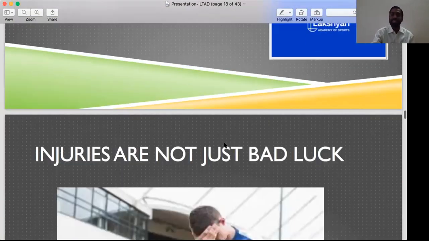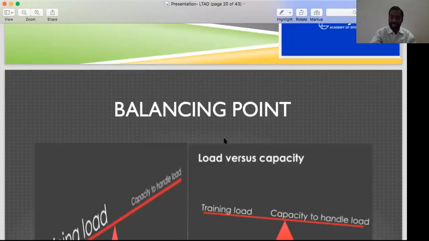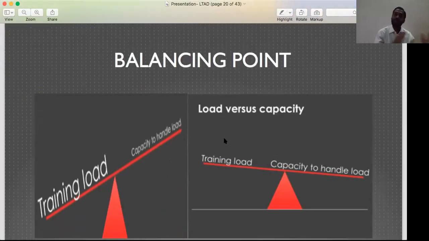All right. Now, injuries. Once you understand this, you will clearly resonate with this slide: injuries are not just bad luck. They don't happen for no reason, right? There was a lot of sequencing as to why injuries are happening at a young age. So a simple balancing point will be training load versus capacity to handle load. If a certain load is put, and the child is able to take up the training load, it's all good. The moment the training load goes higher than the capacity to handle it, the body goes into the breakdown point, and that's when the injury starts to happen.